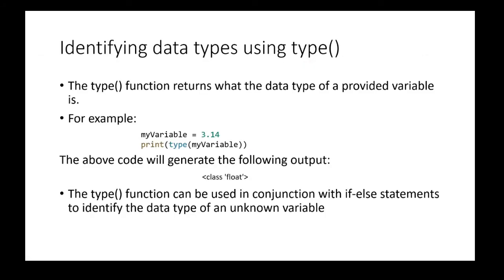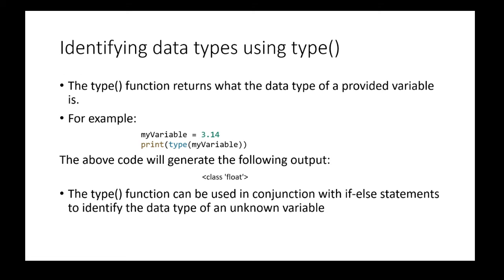So the first slide here is identifying data types by using type. So sometimes we want to determine if we have an integer or a float or a string, and this can be done by using the function type on a variable. And in this example, we have a variable 3.14. We know this to be a float automatically because it has a decimal point, but we're going to print out to the console what the type of the variable is. The result will be class float.